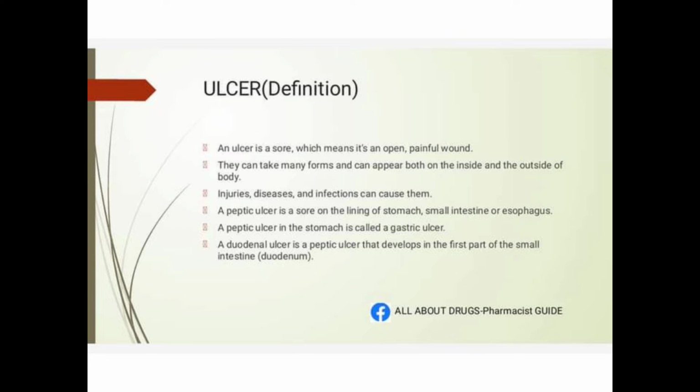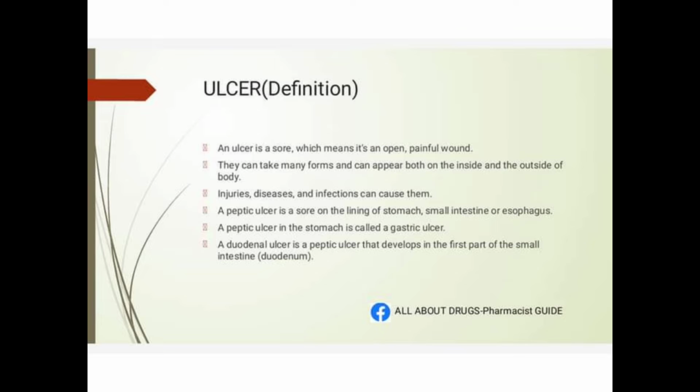So first of all, the definition of ulcer. An ulcer is a sore, which means it's an open, painful wound. They can take many forms and can appear both on the inside and outside of the body. Injuries, diseases and infections can cause them.